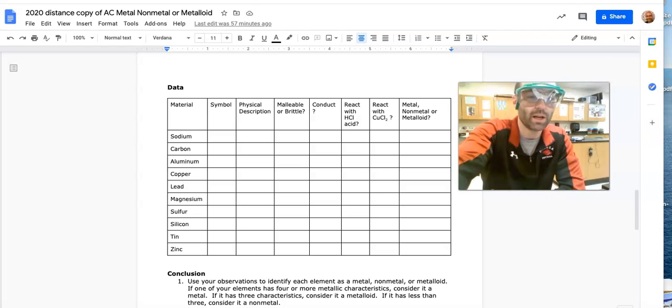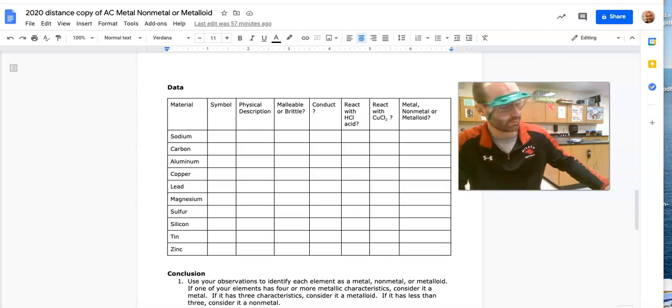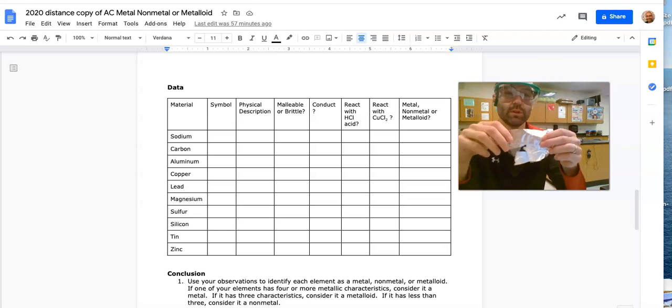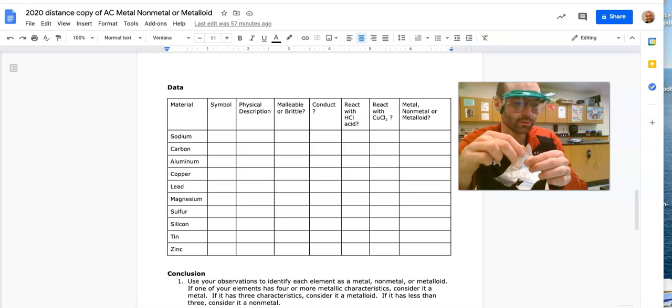So let's go on to our next element, aluminum. You're pretty familiar with aluminum. You probably don't need me to show it to you. I've got some aluminum foil here, just from something that you can buy at the store. So it's obviously a very shiny metallic luster, and it is a solid at room temperature.